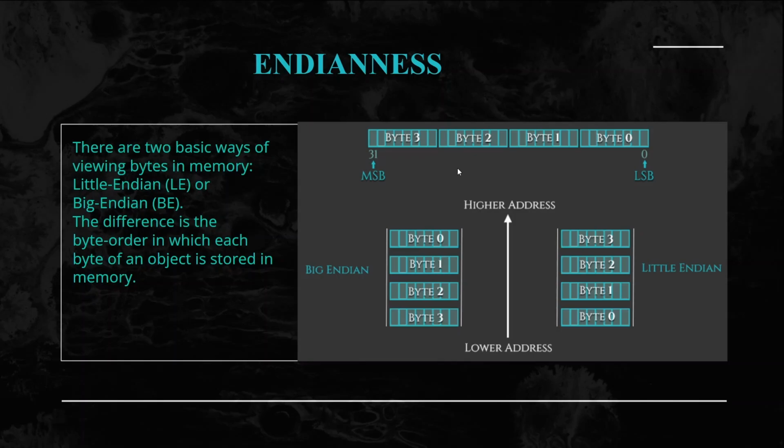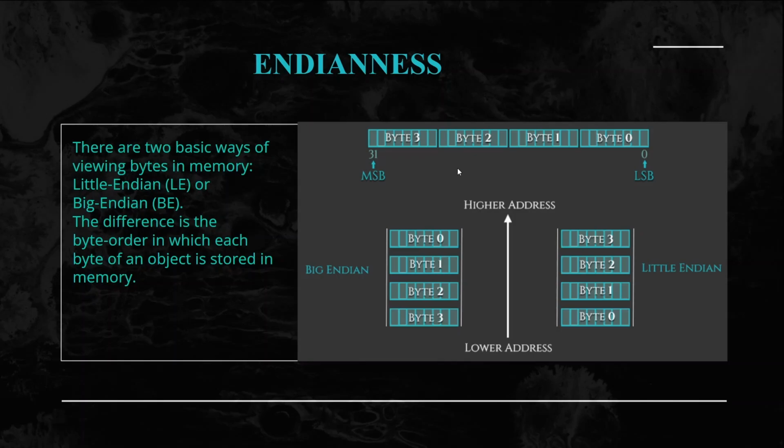In this video, we'll talk more about Endianness. Little Endian or Big Endian. The major difference is the byte order, in which each byte of the object is stored in memory.